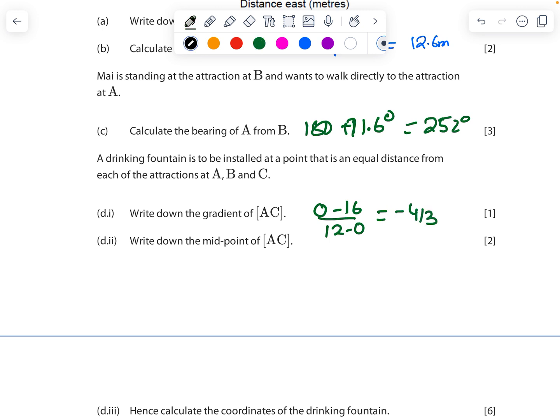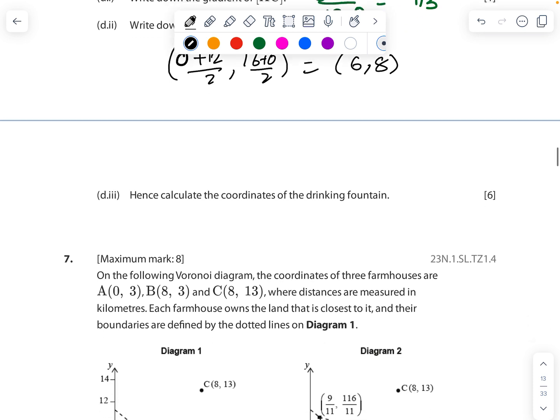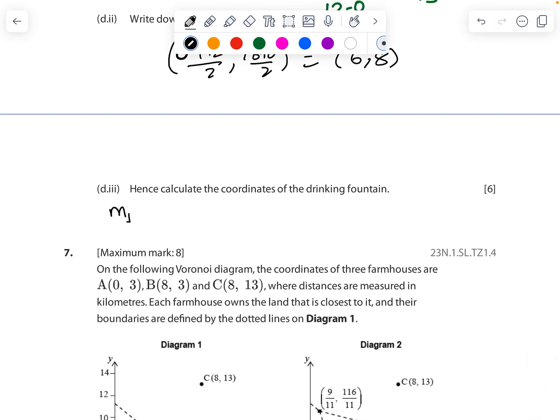Then write down the midpoint of AC. (0 plus 12) by 2, comma, (16 plus 0) by 2, which is going to be (6, 8). Hence, calculate the coordinates of the drinking fountain. So the perpendicular gradient is going to be 3 upon 4. It's a 6 marks question. So I have to find the coordinates of the drinking fountain. So what am I going to do? I am going to check where both the perpendicular bisectors meet.